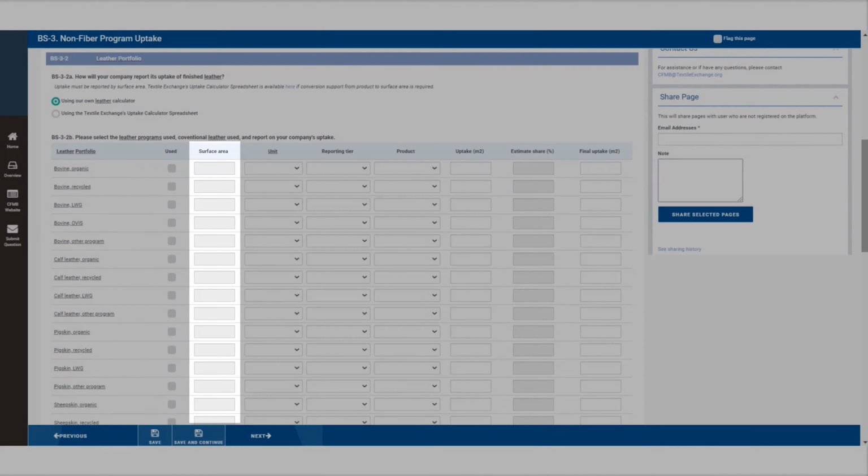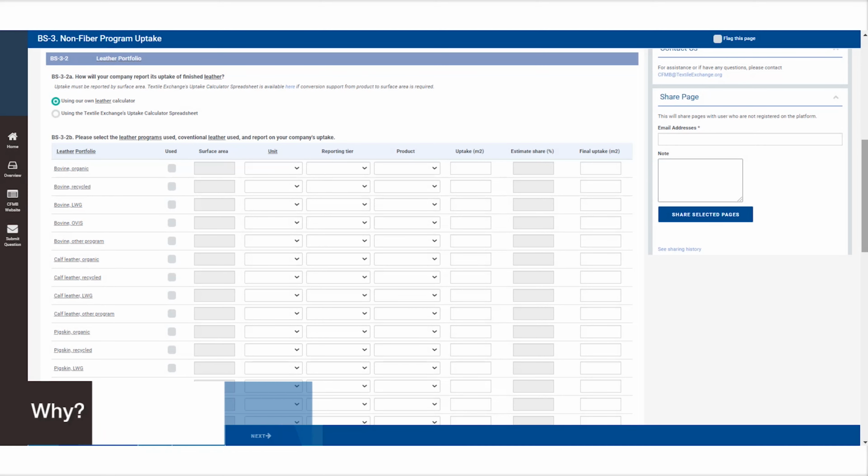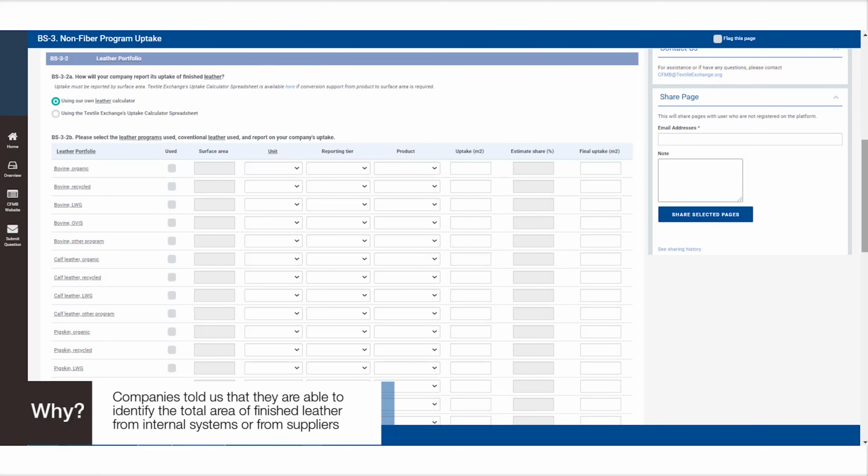of surface area. Why surface area? During our leather pilot last year, most companies told us that they're able to identify the total area of finished leather from internal systems or from suppliers.